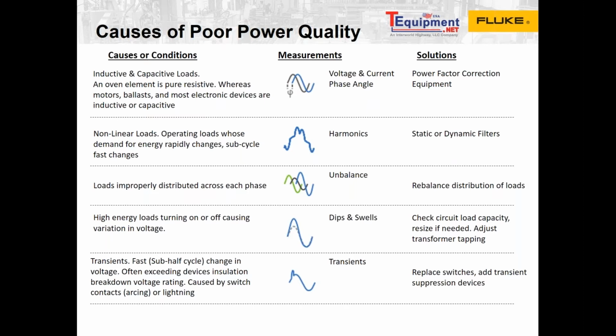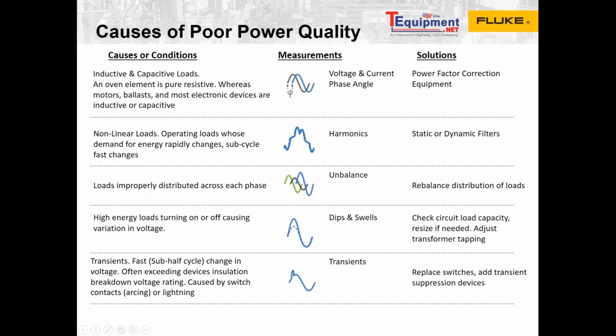And then high energy loads turning on or off, causing voltage variation. So that's mainly gigantic machines, right? When you turn them on, they might initially draw a lot of current, and so they'll cause a dip in your overall supply. Or when you shut them off, they'll cause a swell, because then all of a sudden this load disappeared, and the power supply that was compensating for that is still compensating and didn't shut off the compensation fast enough. So a solution for that would be to check the circuit load capacity and resize it. And then another is to adjust the transformer tapping.